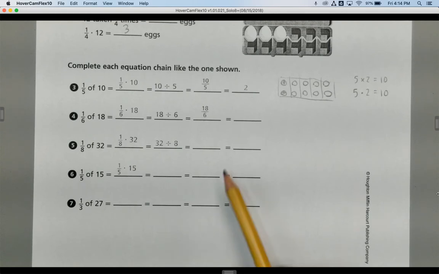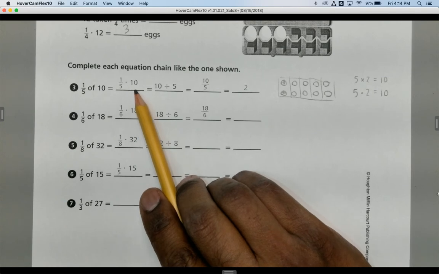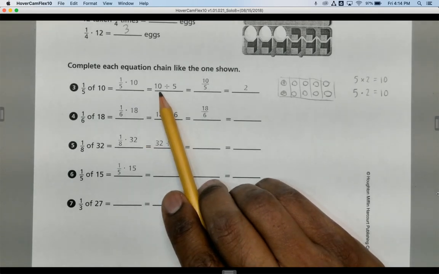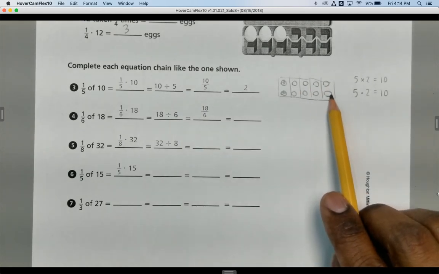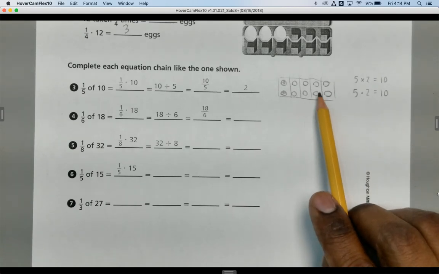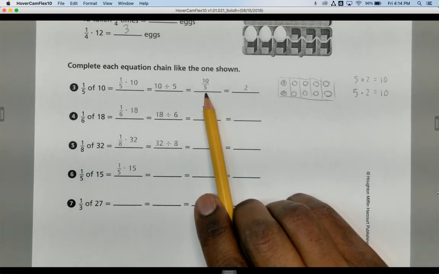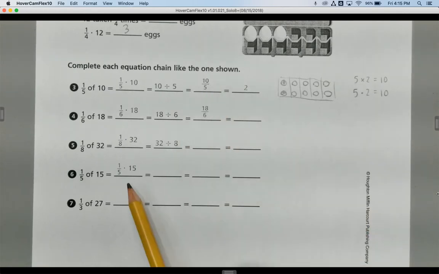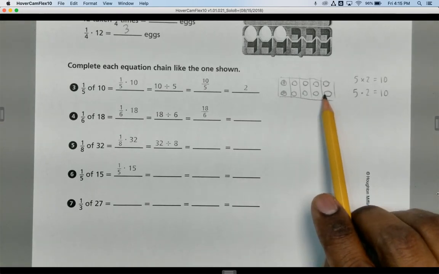Back to problem 3. 1/5 of 10, another way of writing that is 1/5 times 10. Or you could say 10 divided by 5. In other words, I have 10 items and I'm dividing them into 5 equal parts. 10 divided by 5 could be shown as a fraction, 10 over 5. I'm taking 10 and I'm dividing or splitting it 5 ways. If I have 10 items and I'm splitting them 5 ways, then each part has 2.